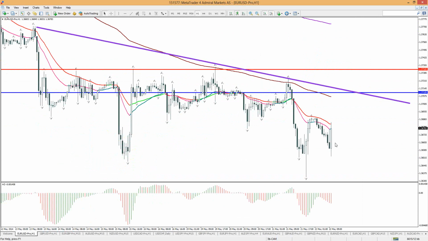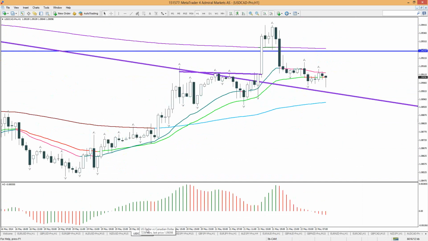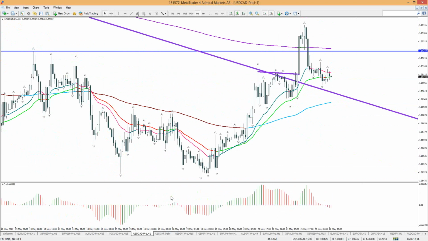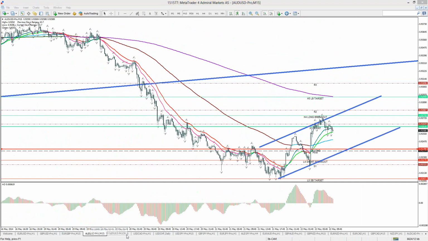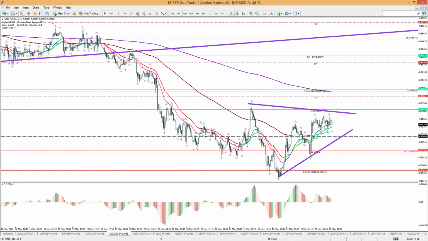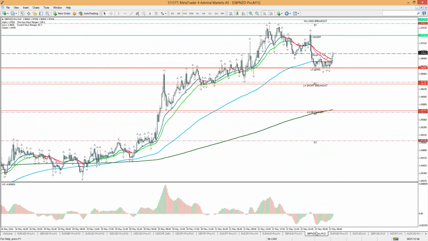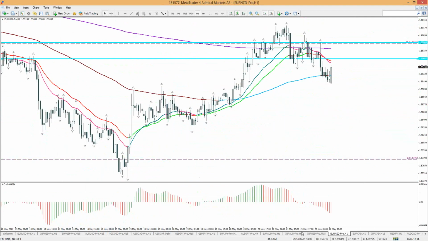Euro dollar is getting a bit of a bounce here. That's, of course, primarily pushing that Euro CAD. Let's take a look at the CAD. Dollar CAD is flat at the moment. AUD is doing nothing at the moment. Kiwi is doing nothing at the moment. And the euros and pounds are getting a bit of a bounce.